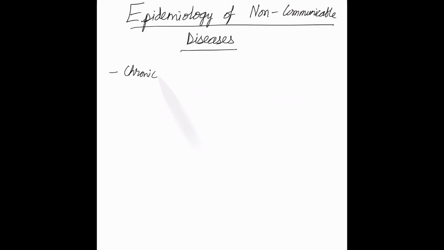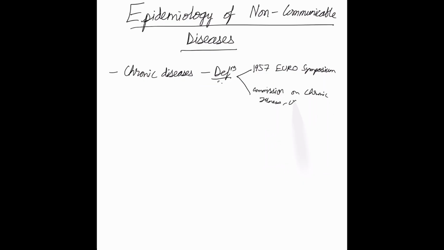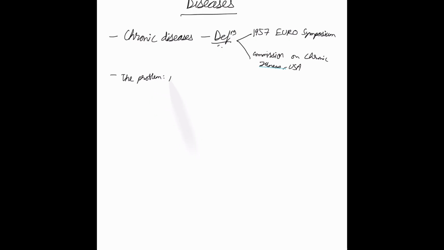So today we'll be discussing epidemiology of non-communicable diseases. So we first see the definition of a chronic disease. There are two definitions. First is the 1957 Euro Symposium definition, and the second one is by the Commission on Chronic Illness USA. Next, we see what is the problem exactly, how it differs in developing and developed countries, and how is the situation in India.